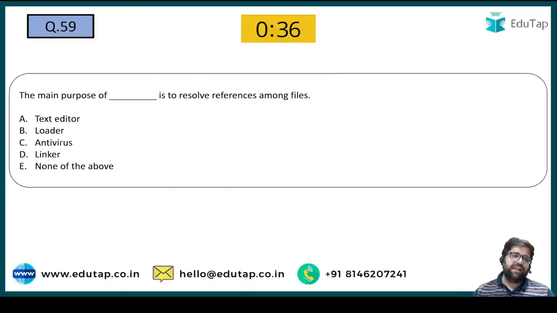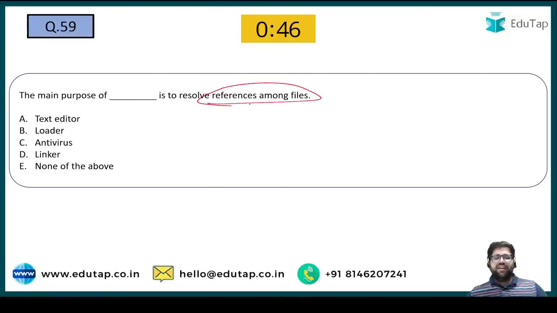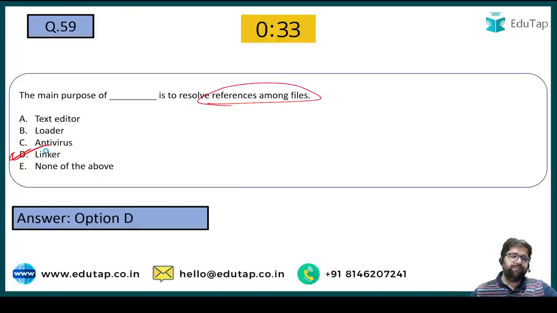Question number 59. Let me run through up to question number 65 now because time is running, so I have to increase the speed. Yes, RTF. I can see maximum people are giving the right answers now. 59. The main purpose of dash is to resolve the referencing among the files. If there are very different files from different software and hardware, then the linker will be used to resolve the references among the files. So this is also a very important component of your computer.